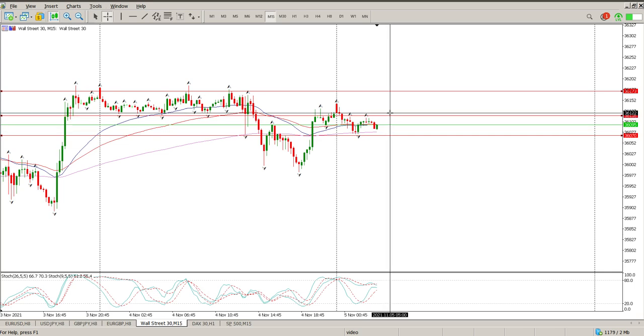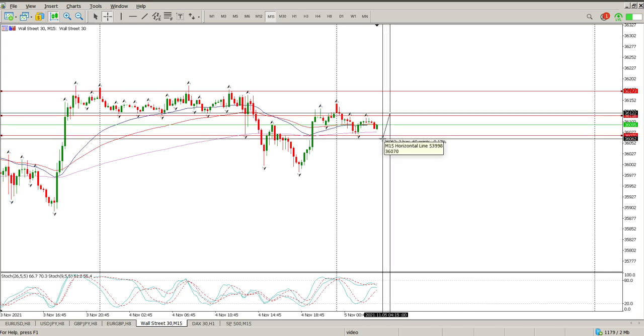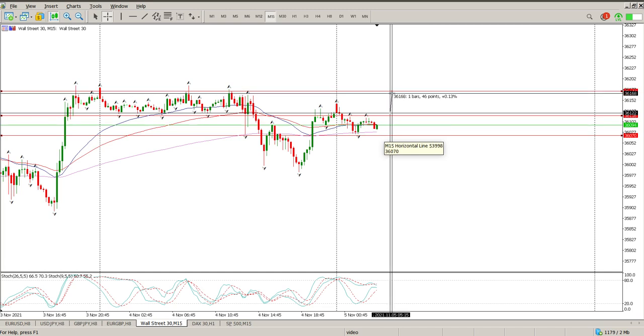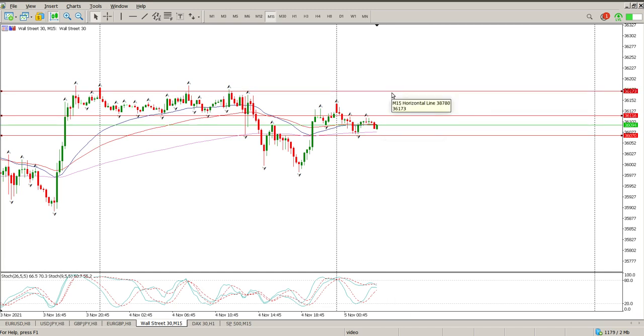Not even worth the trade, to be honest. What is that? It's going to be 60 points, so yeah, not even worth it. If you're lucky, a one-to-one trade for 50 pips. I look for trades of 100 pips at least. So yeah, that's not looking good either.